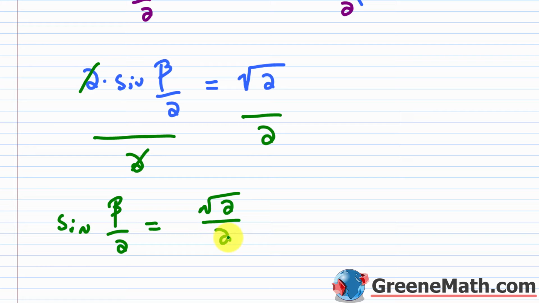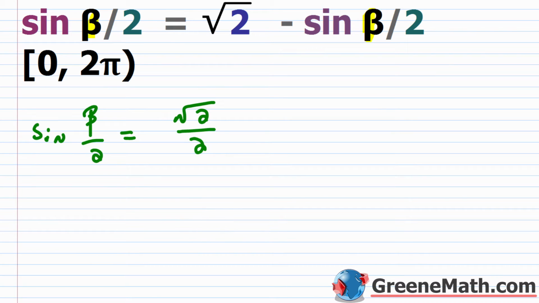Okay, so let's pause for a minute. I'm actually going to erase all this. And let's think about what we have. We have this right here, which is beta over 2. And we have the sine of that guy. And we're saying that it's equal to the square root of 2 over 2. So before we start thinking about how we're going to solve this, let's first modify our little domain to work with what we're working with here. We're working with beta over 2.